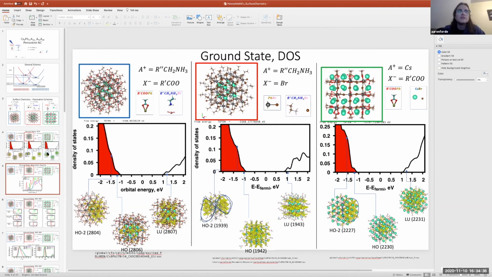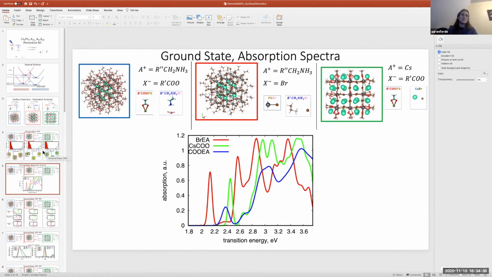And so we have the density of states. And then another observable we usually look at is absorption spectra. So this plot in the middle is just an overlay of the absorption computed for each model, where the color codes for the lines in the boxes match up.